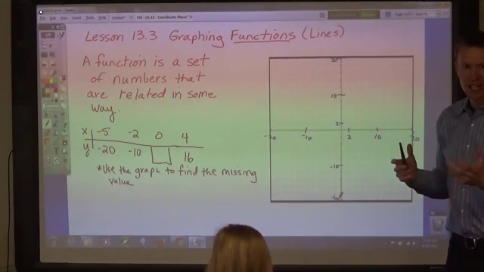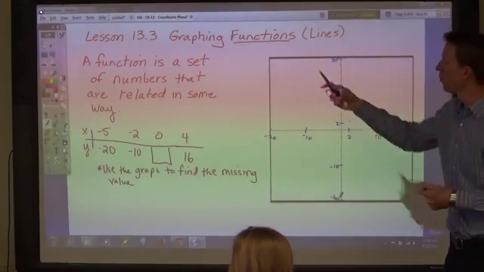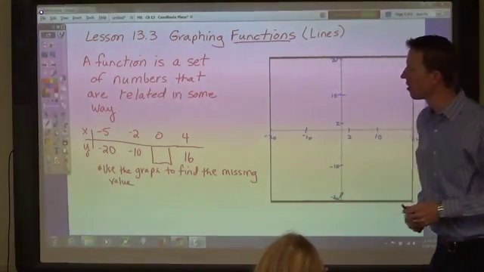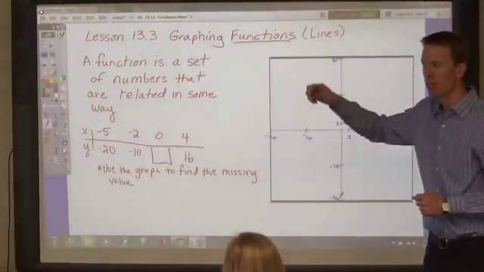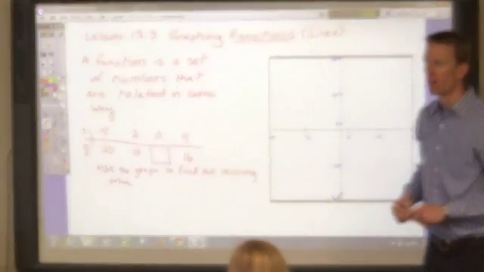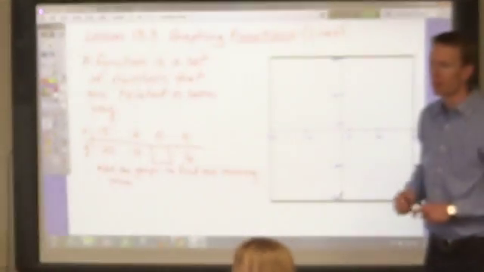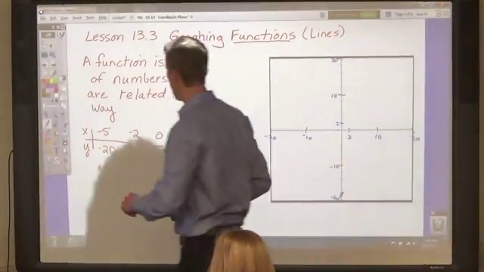A function is a what? A set of numbers. If we're going to be graphing lines, we're going to be graphing functions. So a function is a what? A line. Yep. It may not be a straight line, maybe a curved line. The ones that we're going to graph are straight lines.